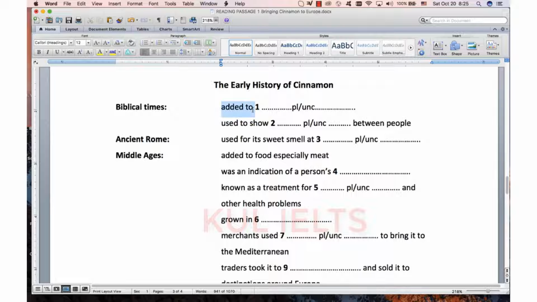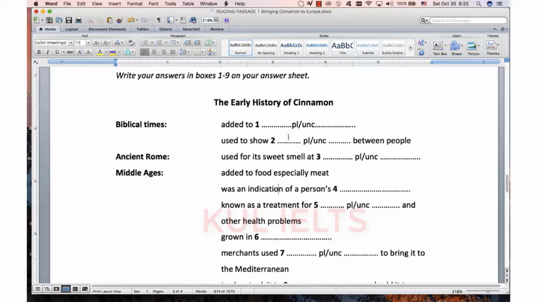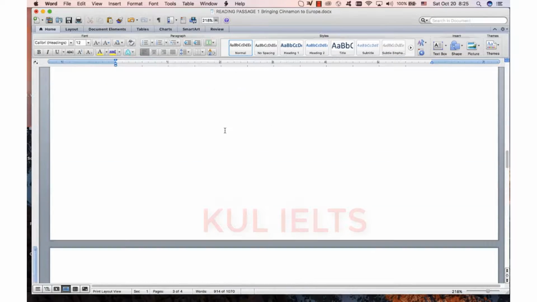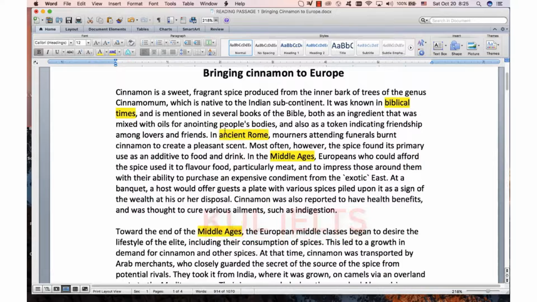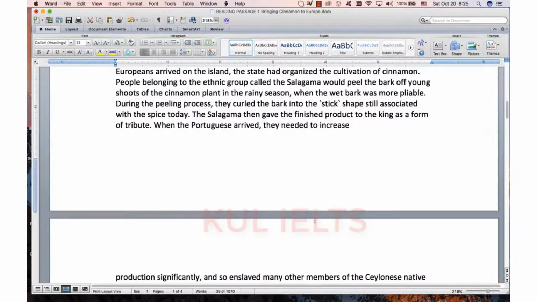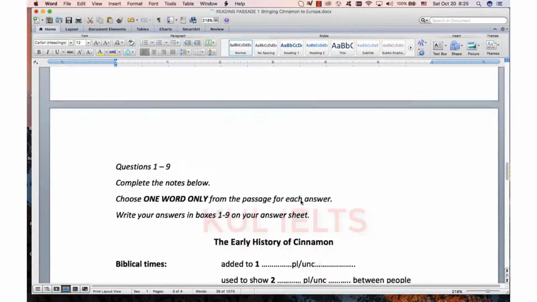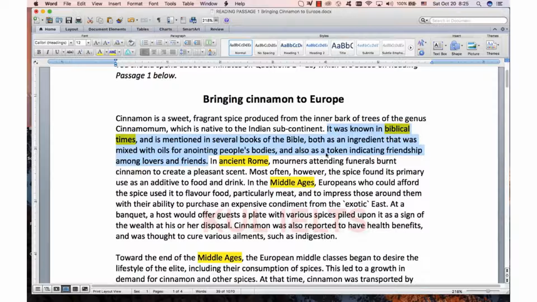Now when you're scanning, this one will be a little bit difficult. Scan for 2 or 3 at the same time, just so that you know that you're not reading too far. So added to, show something between people. But we know that we can stop when we reach ancient Rome. This is quite easy really, because we know now there's 2 answers in here. And we're looking for plurals or uncountables. This is quite easy because that's show, and among lovers and friends is between people. So there's an uncountable noun, quite straightforward. I would have gone for that one straight away.